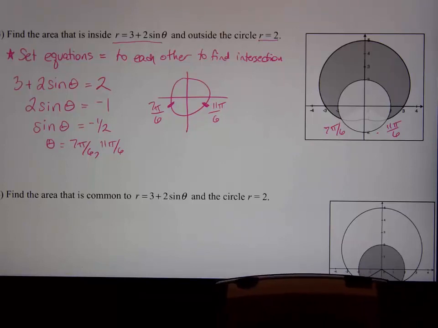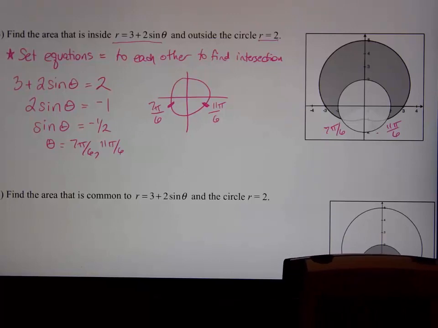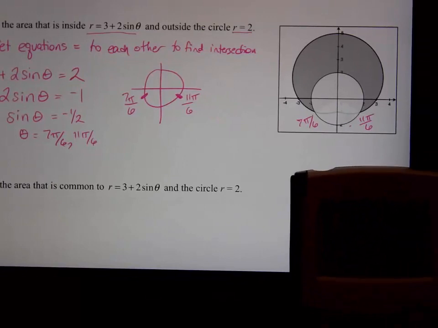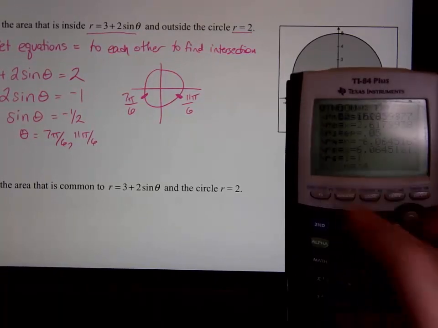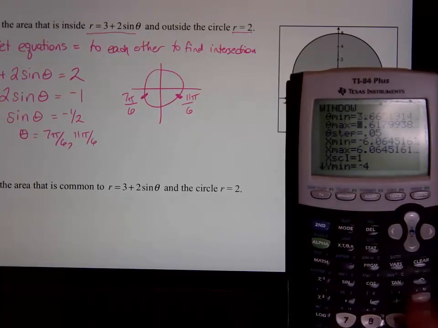Now you may be thinking, Miss Bell, I know it's going to work. Why are you making me do this? Guess what? It's not going to work. It's not going to work. Let me show you. So we set our window to 7 pi over 6, 11 pi over 6. Okay?